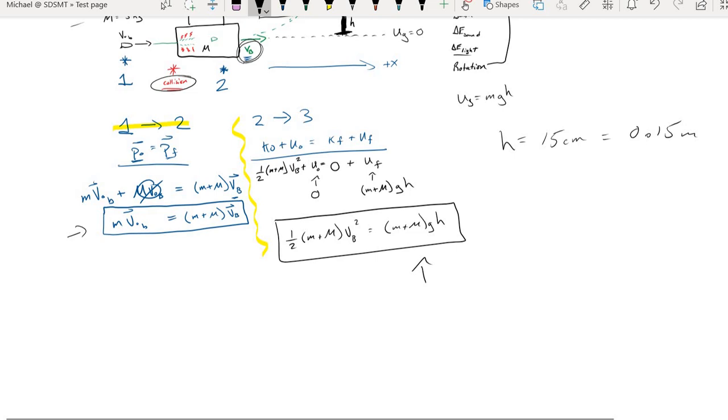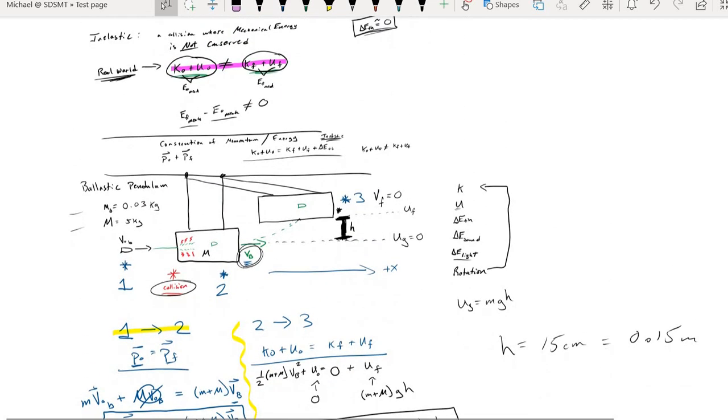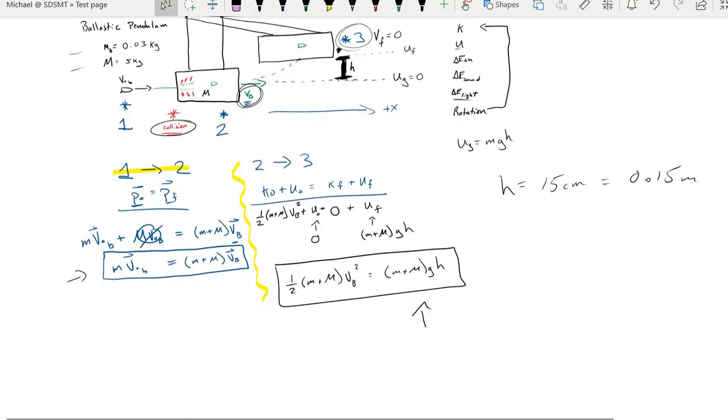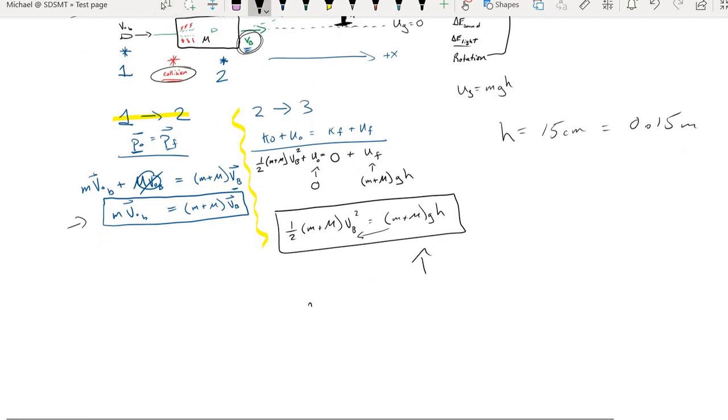That means I know the energy of the system at point 3, or location 3. I know that I have 0.03 kilograms for the mass of the bullet, 5 kilograms for the mass of the block. I know g and I know h, so I can find the energy in the system and I can relate it back to the energy at the beginning of the swing.